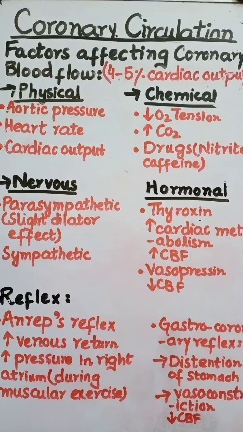Second factor is chemical factor. Whenever there is a decrease in oxygen tension or an increase in carbon dioxide, this will cause local metabolic actions, and that tissue will demand more and more oxygen, and for this dilation of vessels occurs. Same is the case with coronary vessels. Coronary vessels will dilate, and as a result coronary blood flow will be enhanced.